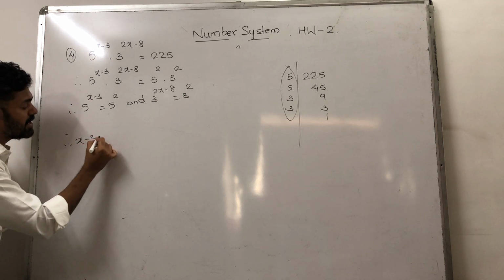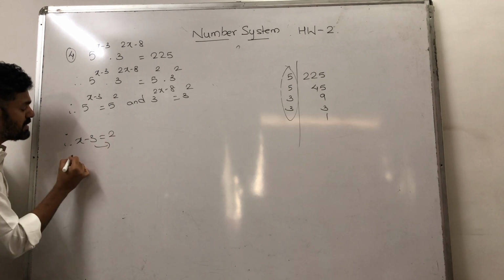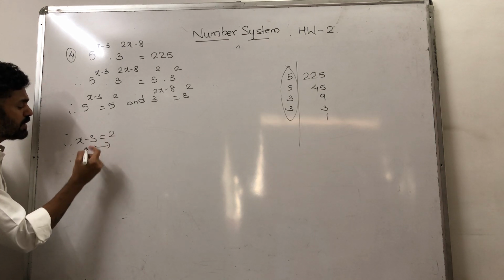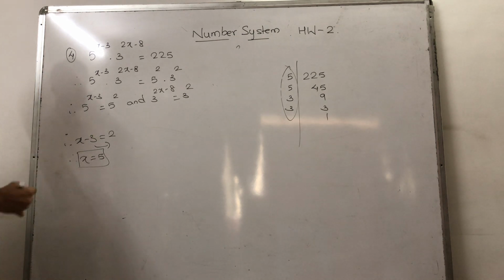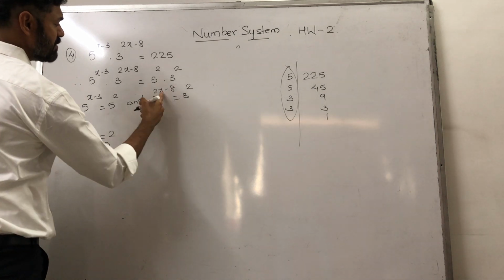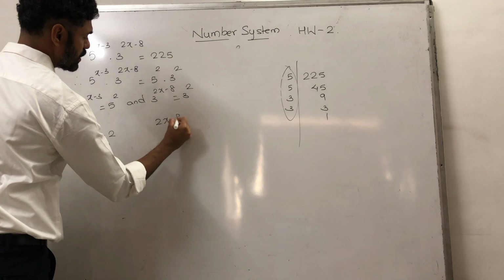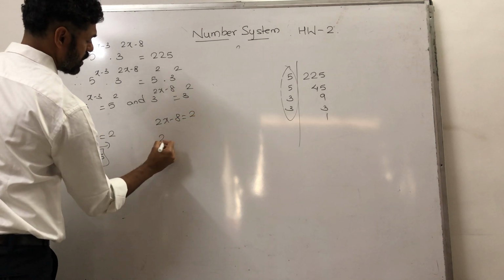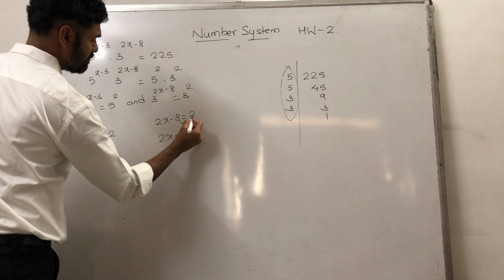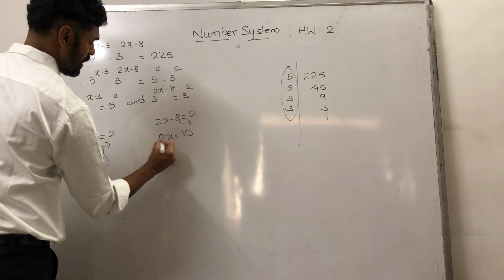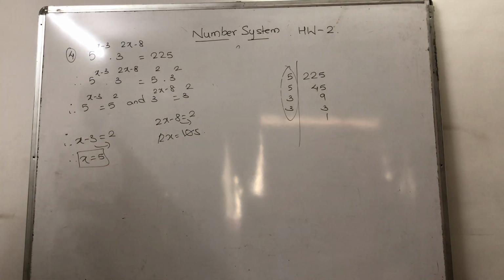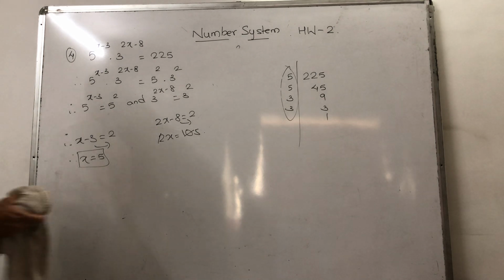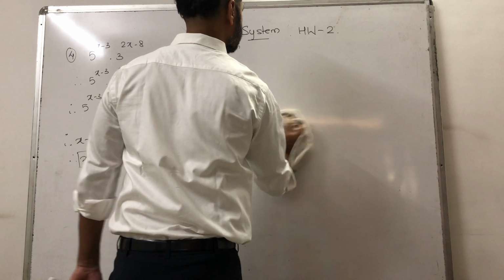Therefore x minus 3 equals 2, minus 3 goes there, plus 2, 2 plus 3 is 5. So value of x is 5. Similarly, the bases are the same, you can equate the power. Therefore you get 2x minus 8 is 2. Minus 8 goes to the other side, plus 8, 2 plus 8 is 10. So value of x is 5. So either way you get x as 5. So that is the solution. The value of x would be 5. That was question number 4.